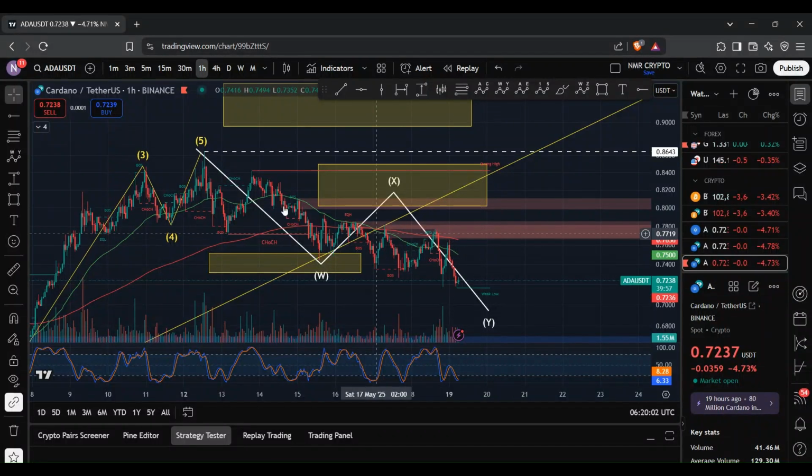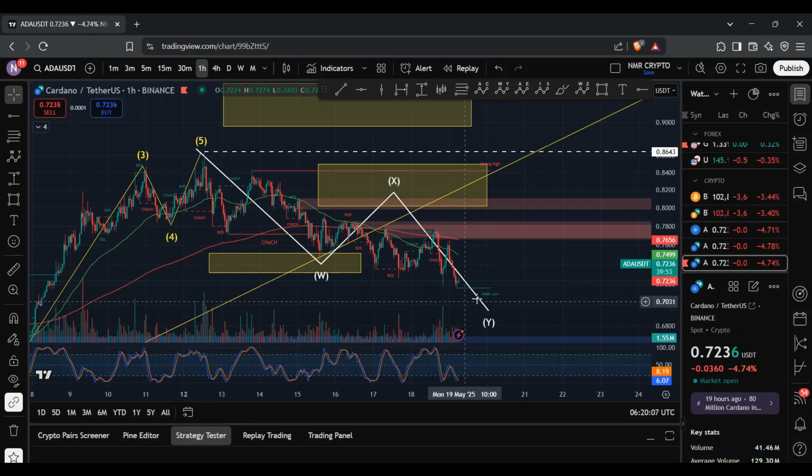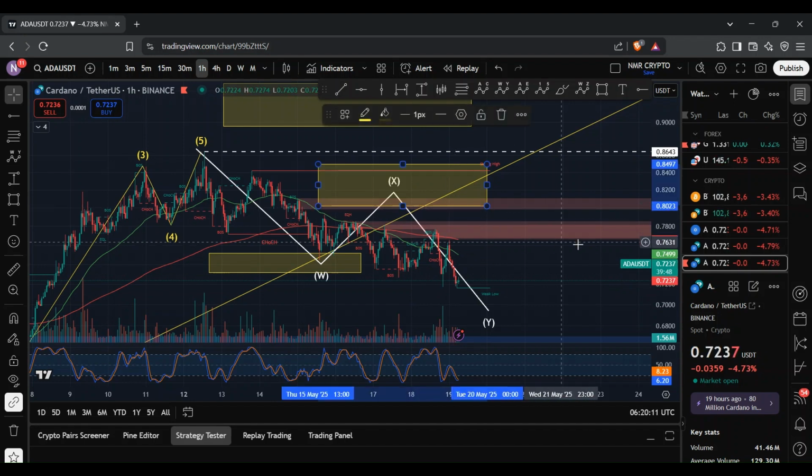So it looks like ADA is still within this WXY structure that I've been tracking, and we could potentially see lower lows. And I was looking for a bigger move to the upside where we tapped into this region here between 80 cents to 84 cents. And this target was our X wave target, which is a 50 to 88.2% retracement of our W wave.